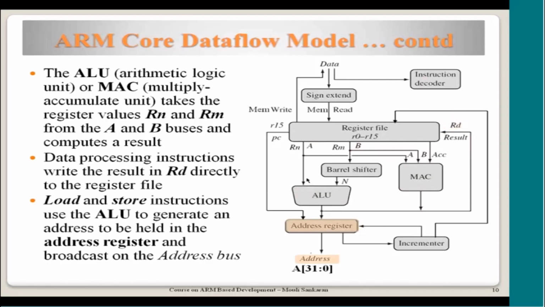Now it could be a data processing instruction which operates on the register, or it could be a load or store instruction. That means what? A particular register content needs to be read from here, and that needs to be written into a particular address. Now the address may come from one of the existing registers, and there are different addressing modes that we will talk about when we touch upon the addressing modes. But suppose there is an addressing mode which has some index incrementing, then the incrementing also happens here, and that address goes out, and the data to be written goes out through this part.